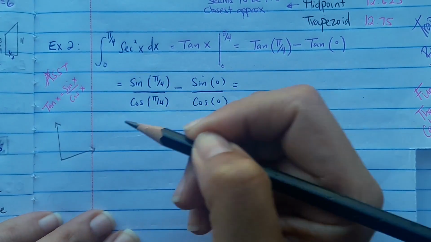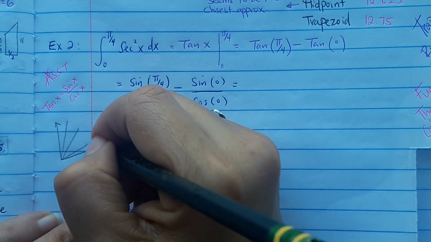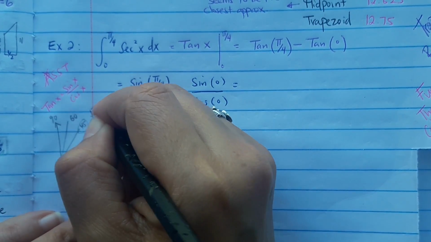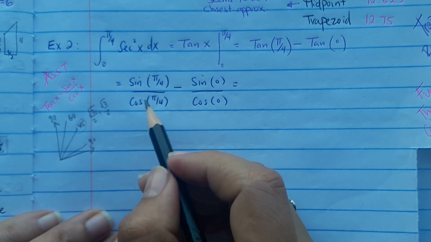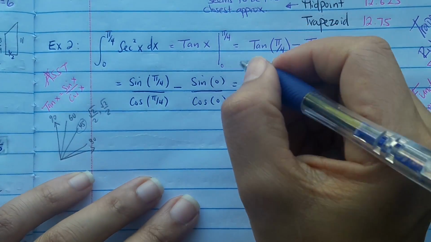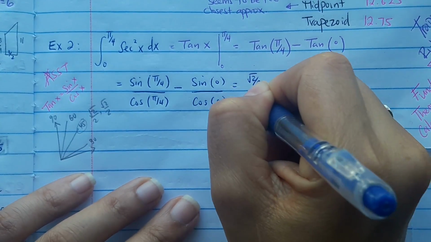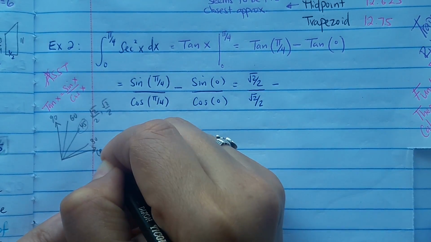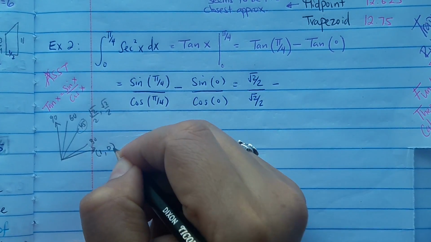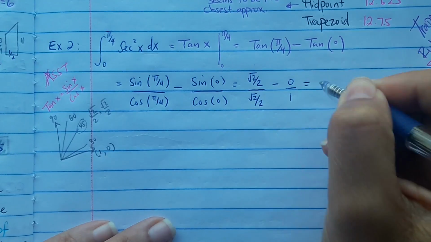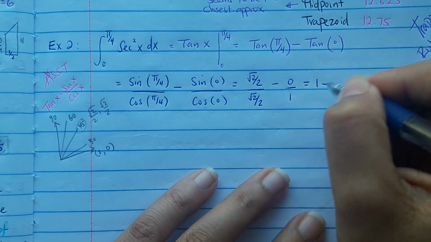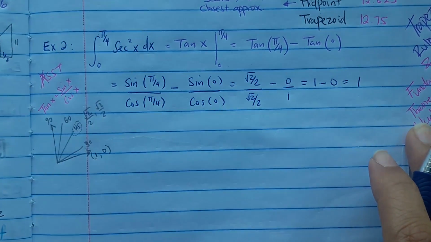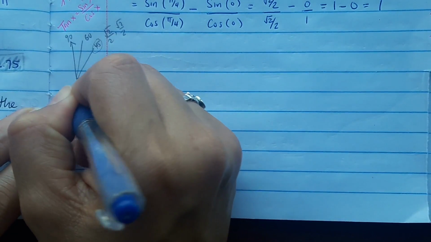So here's my little left hand, left fingers. Pi over 4 is 45 degrees, so that's going to be radical 2 over 2 for both. So radical 2 over 2 divided by radical 2 over 2. And then 0, that's going to be 1, 0. Cosine is first, so sine of 0 is 0 over 1. So it's 1 minus 0, which is equal to 1. So this is pretty straightforward. I mean, there's really nothing to it.